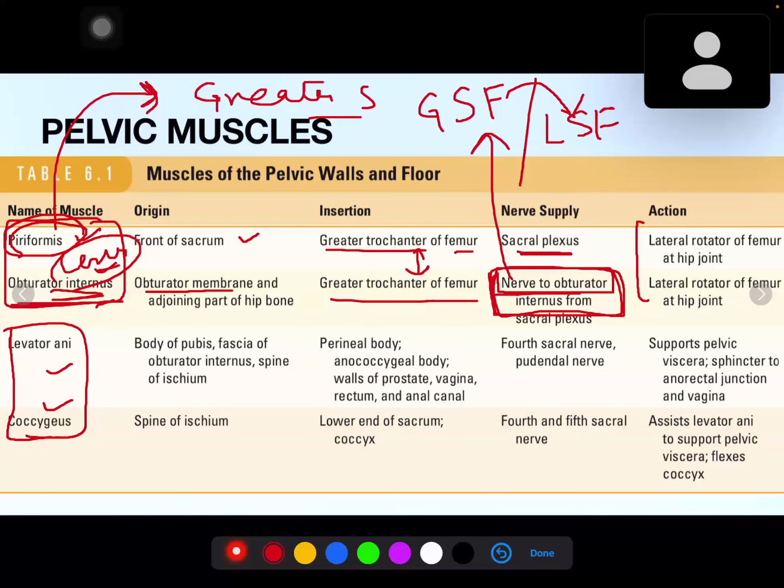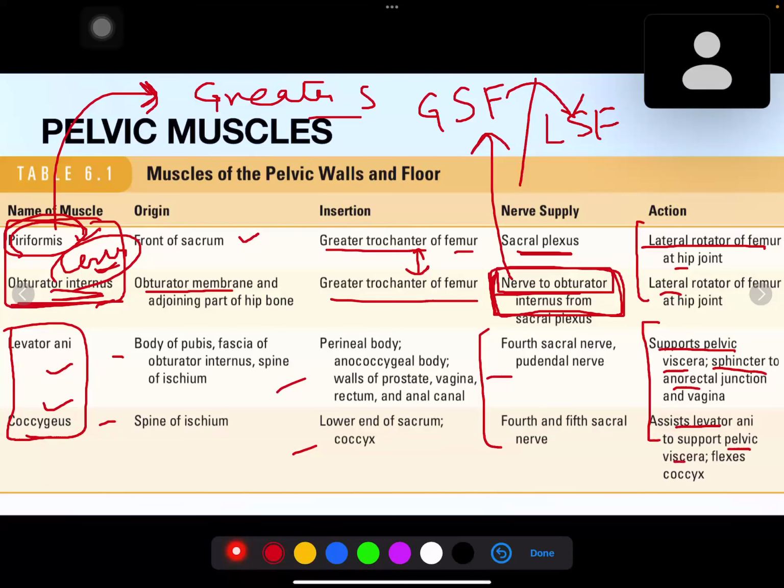And both these muscles are lateral rotators of the femur at the hip joint. So muscle actions are also very important. If they give you a scenario of muscle weakness, you have to select which muscle is affected. So you have to remember the action. For levator ani and coccygeus, we have discussed the origin, insertion and nerve supply, the fourth and fifth sacral nerves, and the actions: supporting pelvic viscera, sphincter action at the anorectal junction and vagina, and coccygeus also assists the levator ani to support the pelvic viscera.